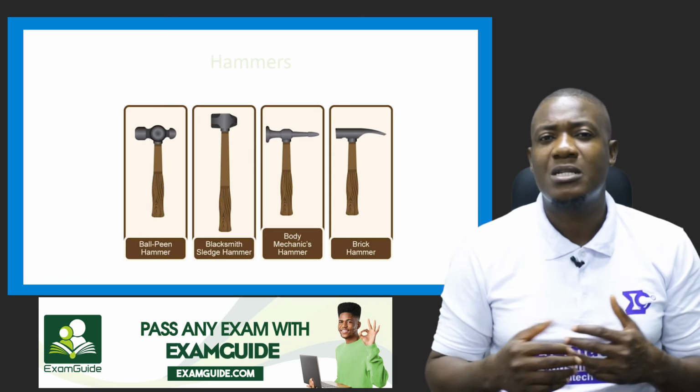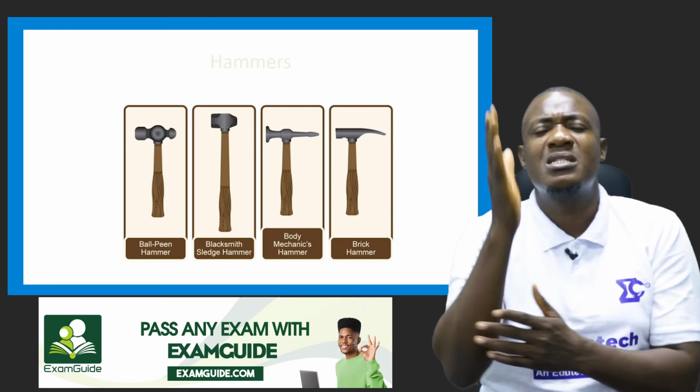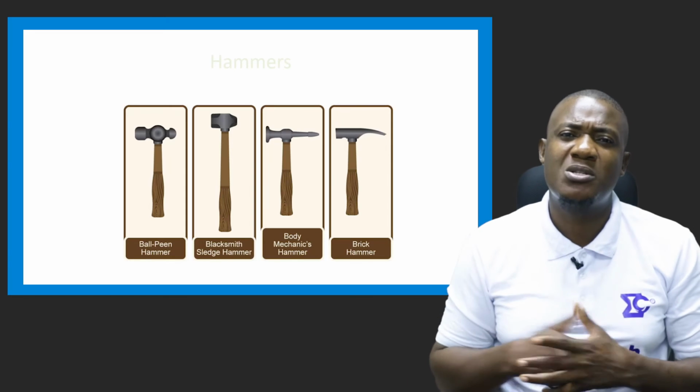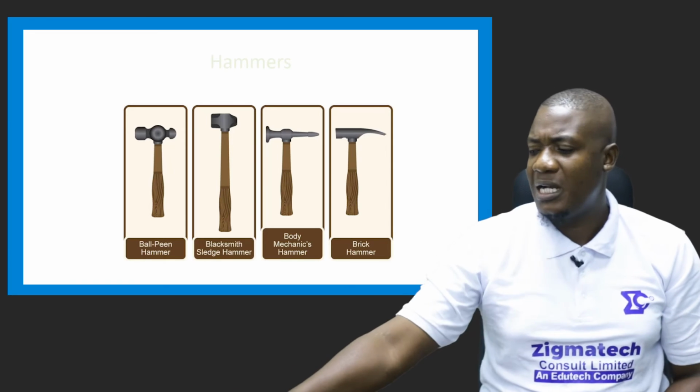Okay, the panel beater or the body mechanic's hammer is, of course, used to straighten the panels of the body of a car, the panel bodies of vehicles. It can be used for that function and all of that.